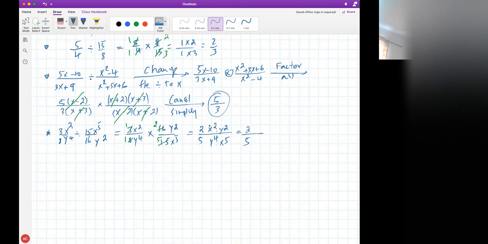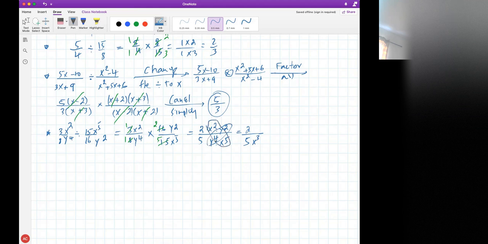So the x's, we have x^2 over x^5, which would be x^-3 here. If we move it down, it becomes x^3, positive. Same thing with the y's. So basically we're doing these two together, and also these two together.